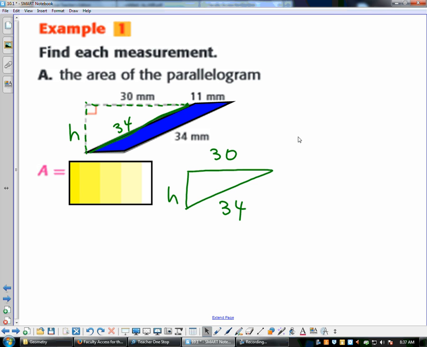Aaron. 30 squared plus h squared equals 34. All right, 30 squared plus h squared equals 34 squared, because our a squared plus b squared equals c squared, Pythagorean theorem. So you're working on this. Lauren, what do we do first?